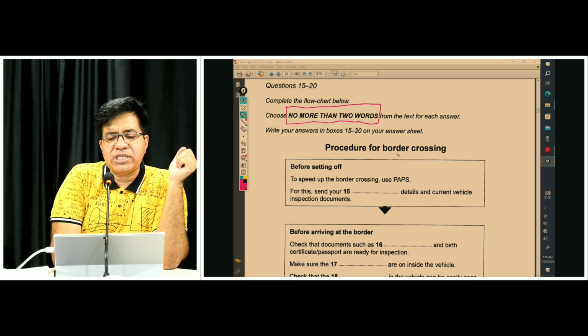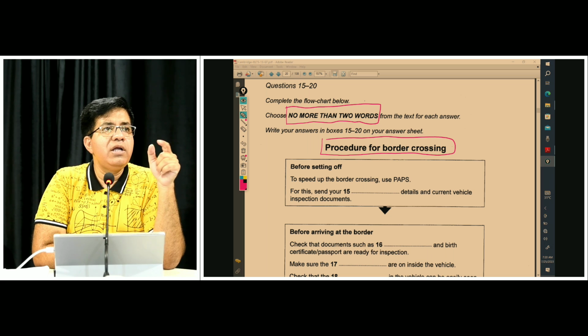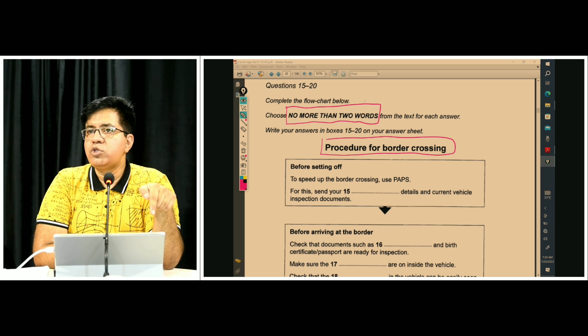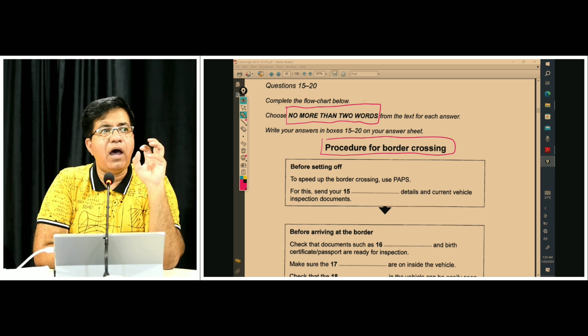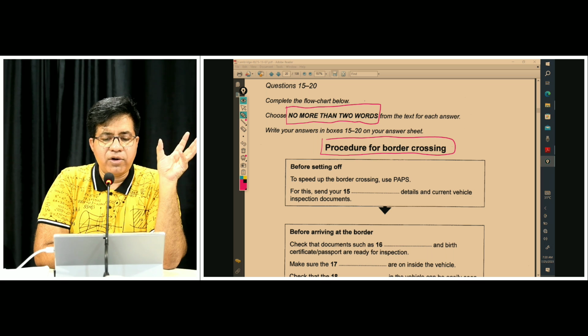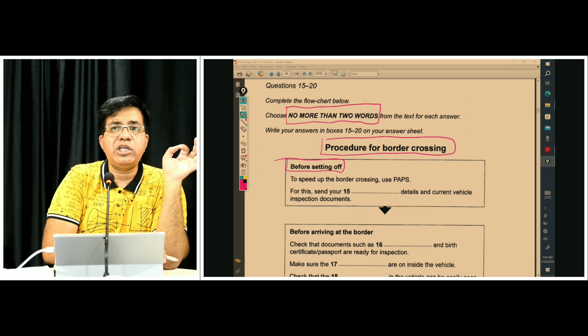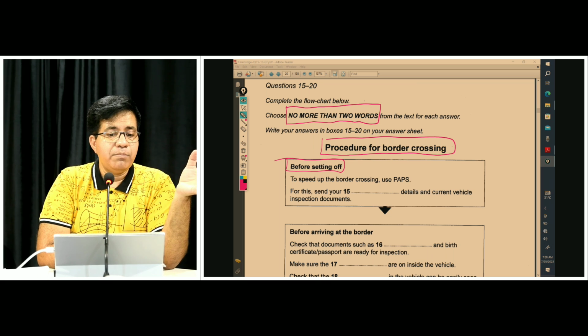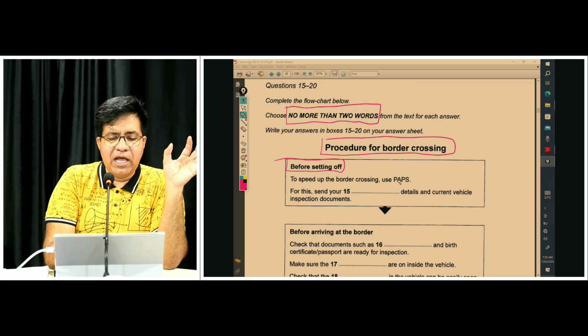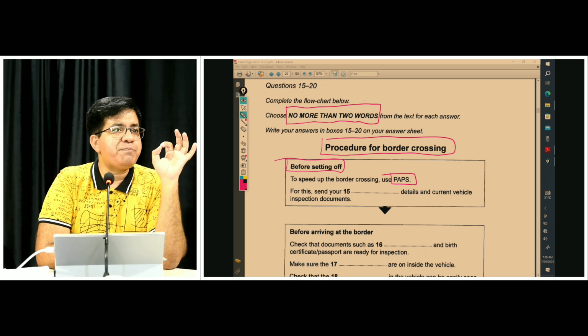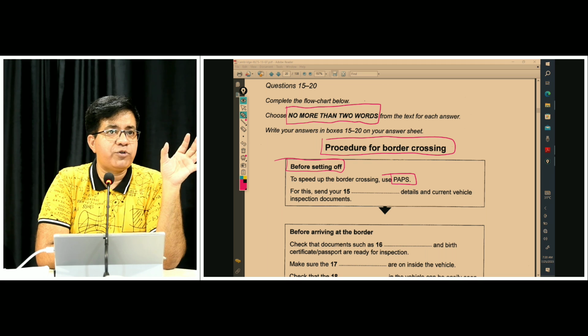Then they've mentioned procedure for border crossing. Whenever there is a procedure, they will give you this flow chart. So flow charts usually come when there are procedures. Procedure for border crossing. Before setting off, what does it mean? Before starting your journey, before setting off, speed up. And then they've used the word perhaps. Now don't read it, but this perhaps will tell you the location of your answer.